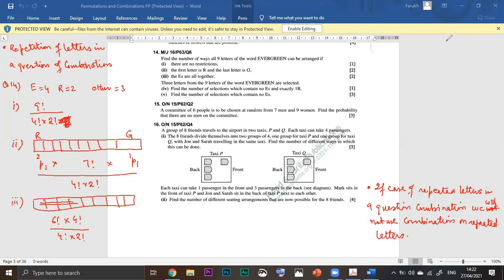No question, sir. Okay, let's move on. 3 letters from the 9 letters of the word evergreen are selected. Now this one is a question of combination and there is a repetition. There are 4 e's and 2 r's. Find the number of selections which contains no e and exactly 1 r.